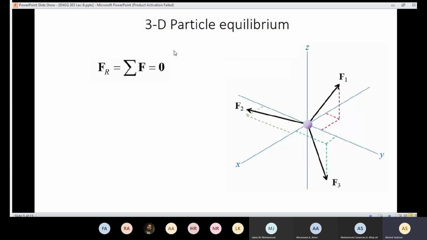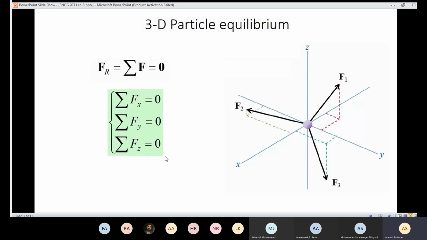But this time, when we break down that formula into its magnitude components, we are going to have 3 formulas. The summation of the forces in the X axis is going to equal 0. And the summation of the forces in the Y axis also is going to equal 0. And the summation of the forces in the Z direction also is going to equal 0.